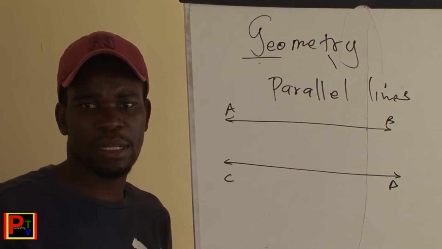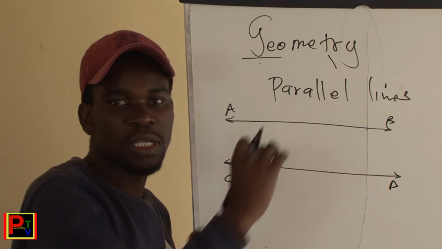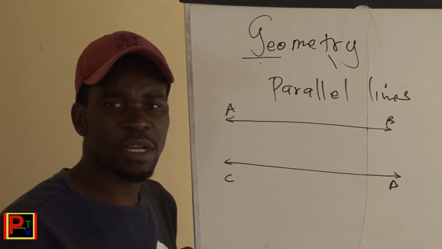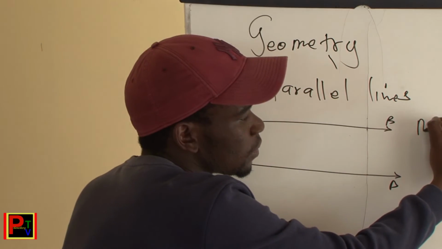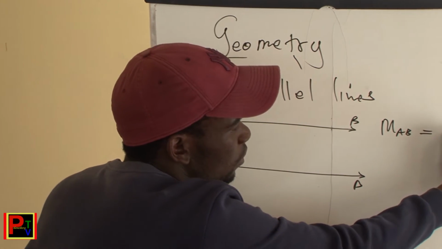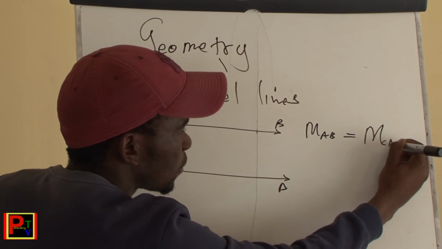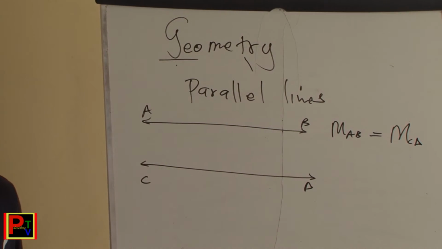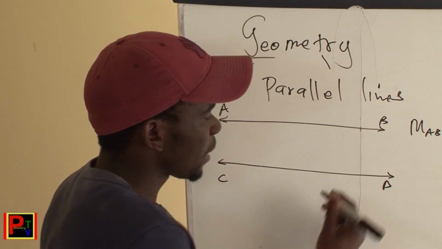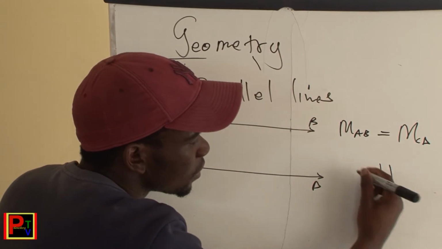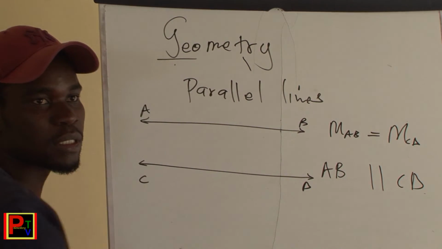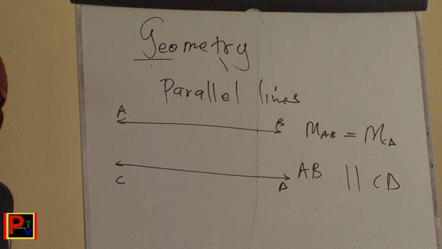Now, what are the properties of parallel lines? Firstly, parallel lines do not intersect each other. Now, if they do not intersect each other, what is special about them? Their gradients are equal. The gradient of AB is equal to the gradient of CD. What is a gradient? Gradient is a slope. We can denote parallel lines by using this symbol. It simply means AB is parallel to CD. So once you come across this symbol, just know they are talking about parallel lines.